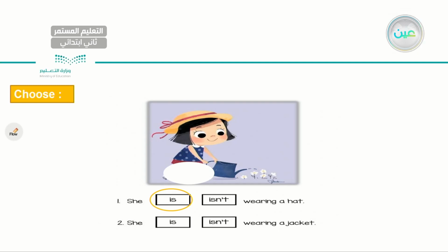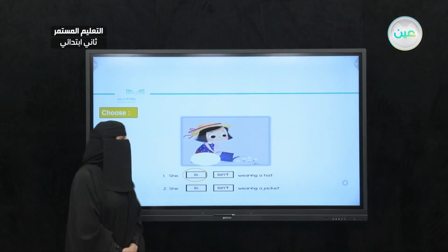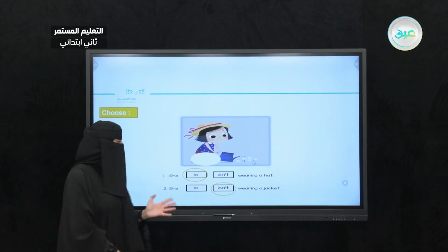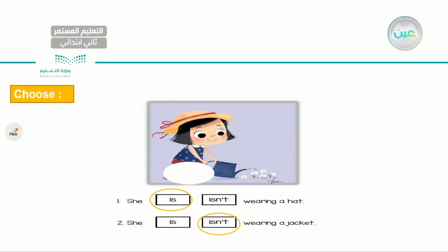Number 2, she isn't wearing a jacket. What do you think? Is she wearing a jacket? Actually, she is not. She's wearing a dress. She isn't wearing a jacket. Very good. She isn't wearing a jacket. Excellent, excellent. So she is wearing a hat. She isn't wearing a jacket.